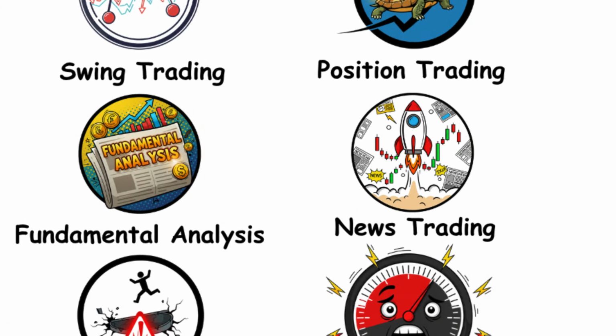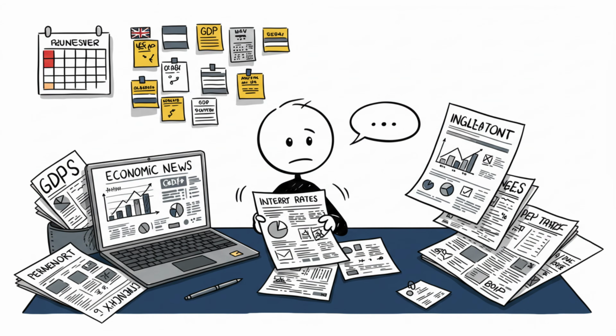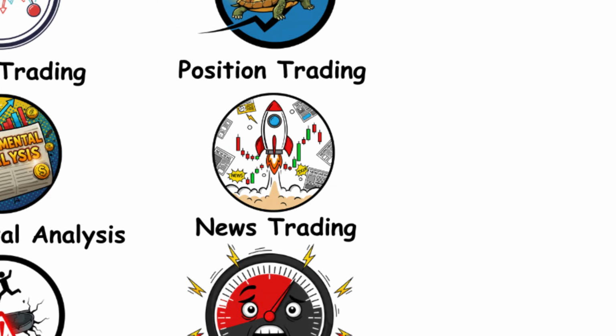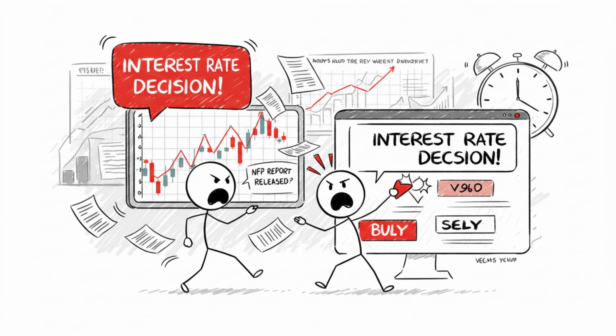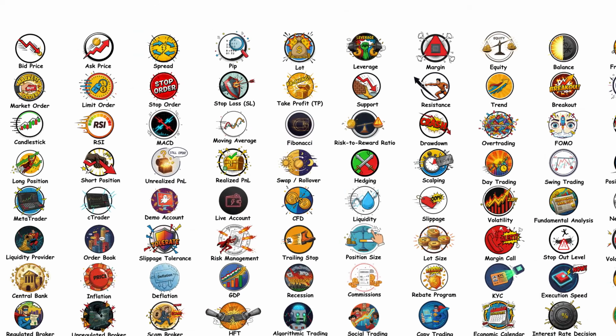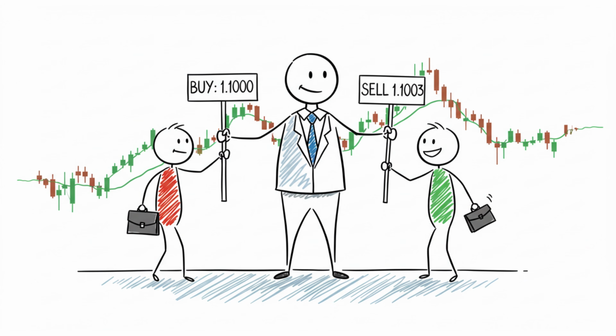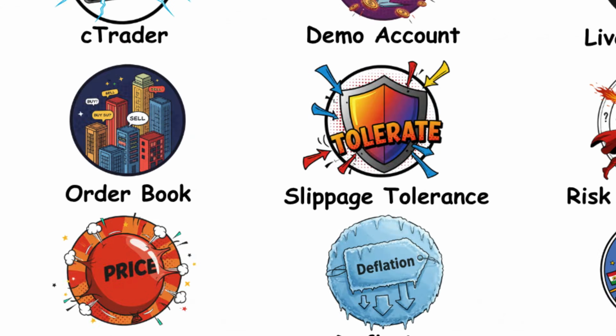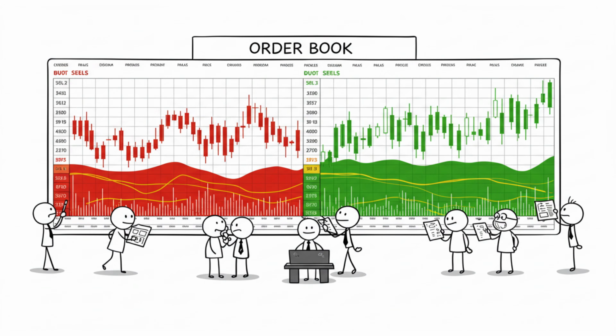Fundamental analysis, analyzing economic data, news, and reports to predict market movements. News trading, opening trades based on market-moving news events like interest rate decisions or job reports. Liquidity provider, an institution or individual that supplies liquidity to a market by offering buy and sell quotes. They help reduce slippage. Order book, a list of buy and sell orders for an asset organized by price. It shows market depth and interest.